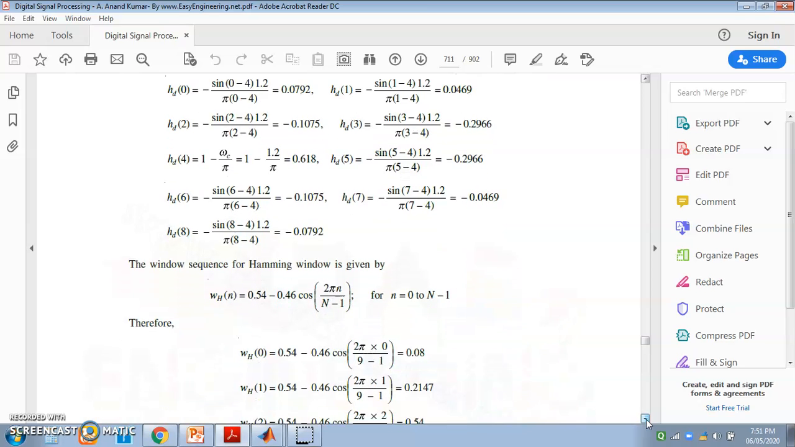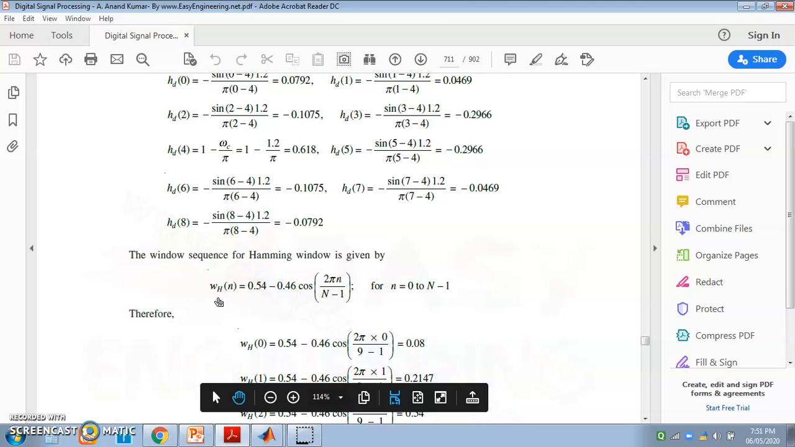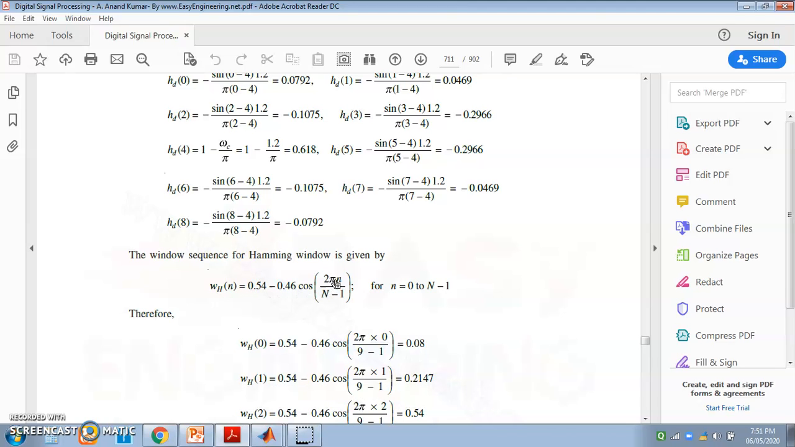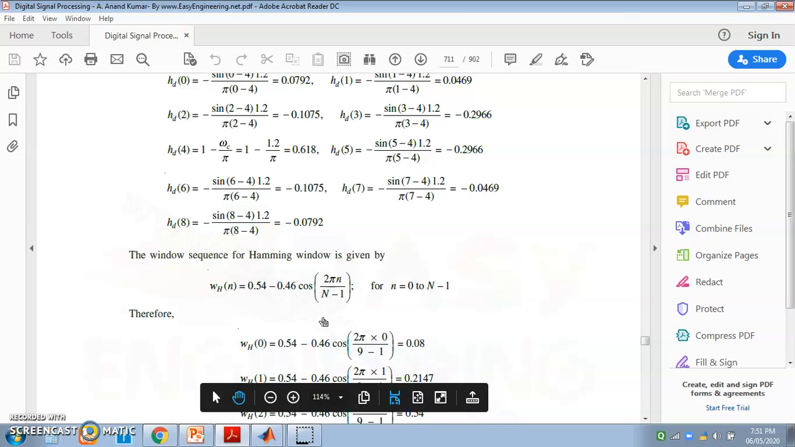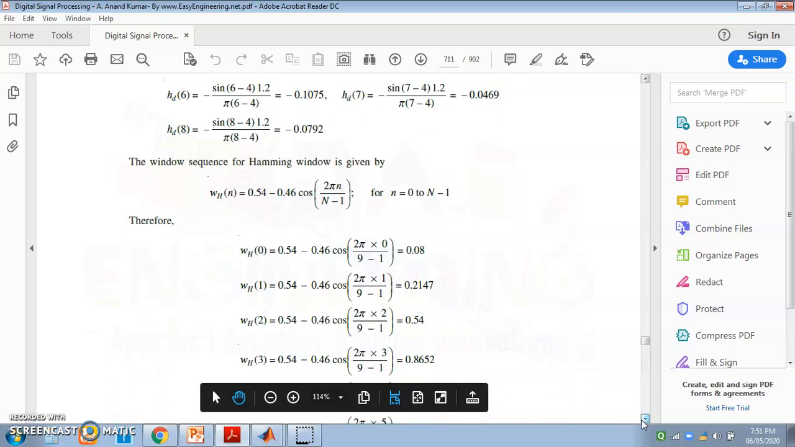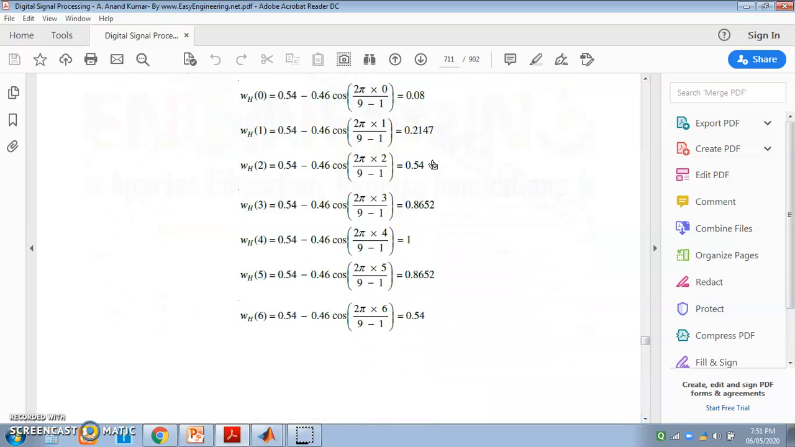The causal Hamming window is mentioned over here, that is W Hamming of n equal to 0.54 minus 0.46 times cos of 2 pi n upon capital N minus 1, where capital N is the order of filter. We can solve this causal form of Hamming window for all the values of small n, ranging from 0 to 8 in this case, as capital N is equal to 9. So we have WH of 0 to WH of 8, which is mentioned over here.